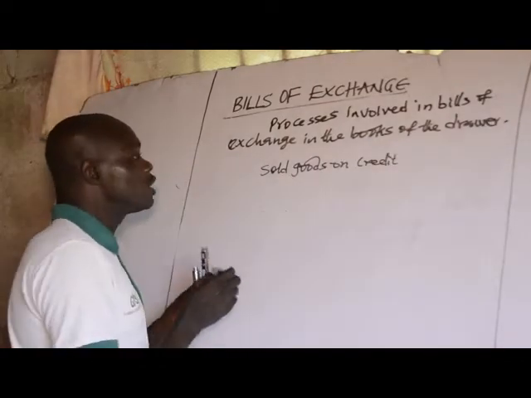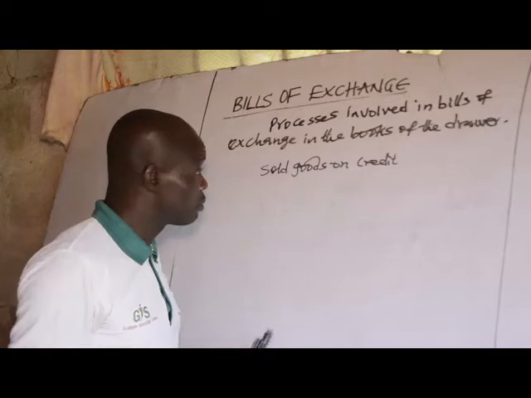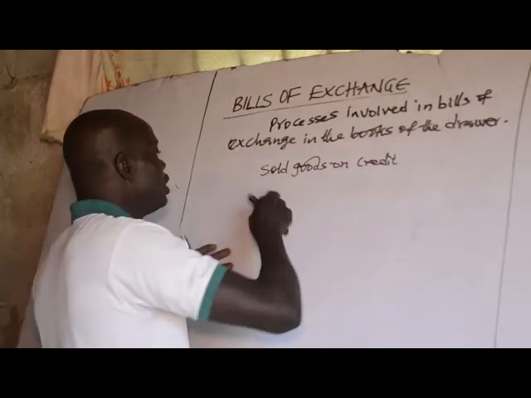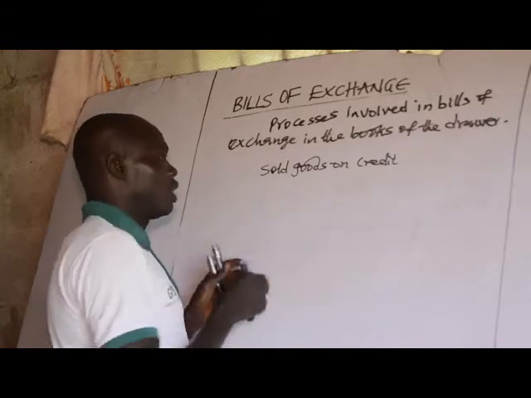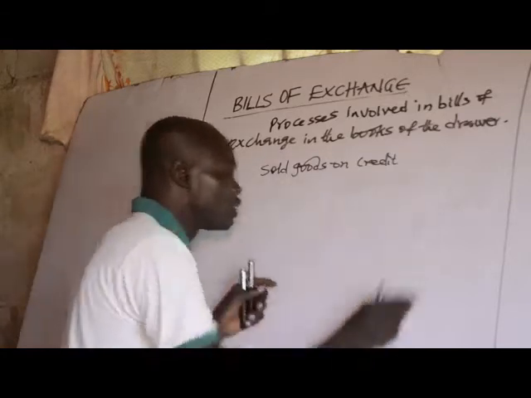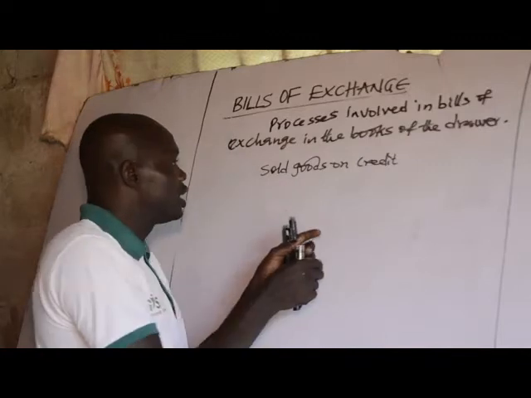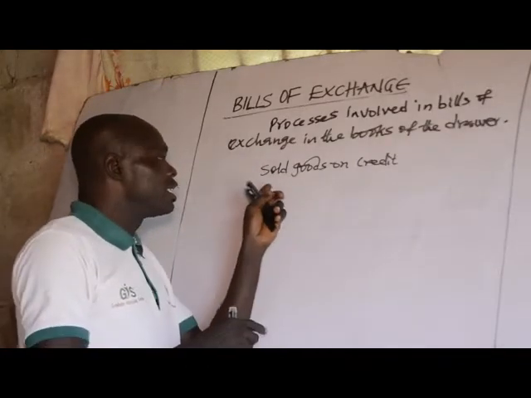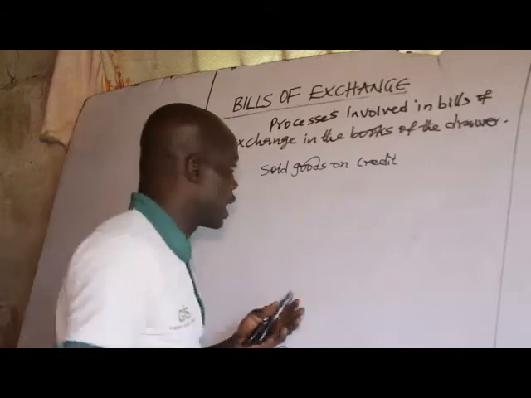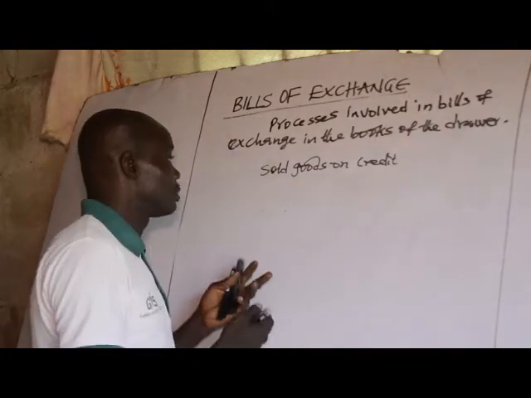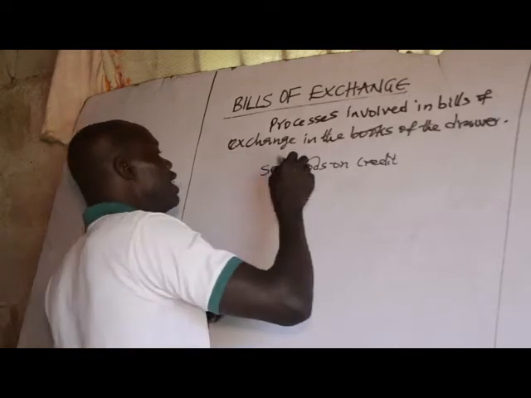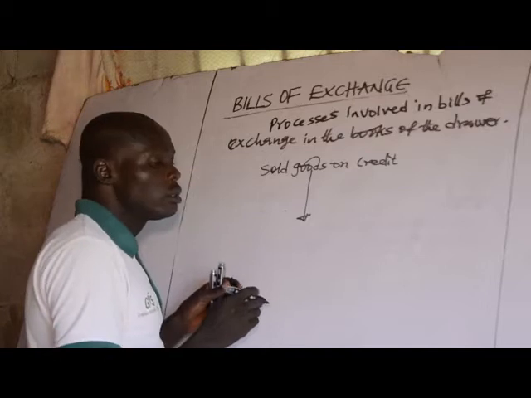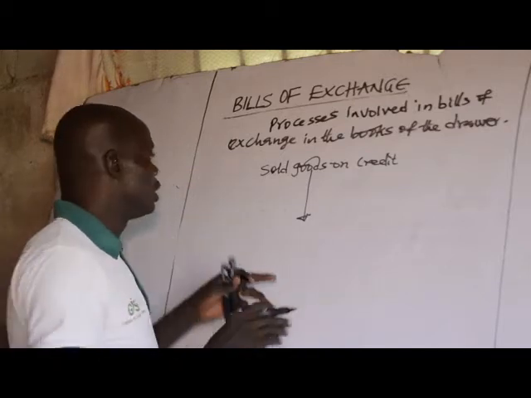Where goods are sold on credit, the debtor has not paid for the goods. In this case, the customer or debtor is the receiver. So we debit the debtor's account or the receivables account and we credit sales. So the drawer, the seller, will now write a bill on the debtors.